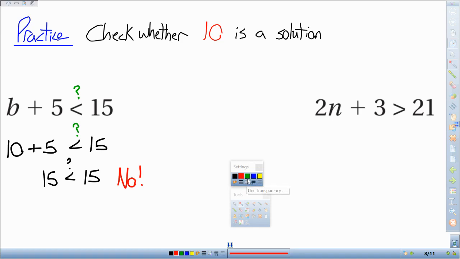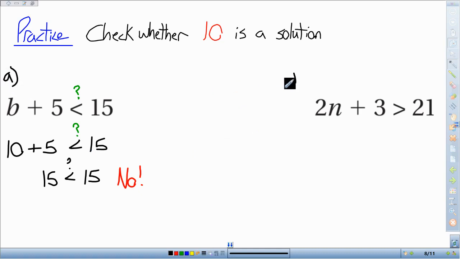Okay, here's a fun little bonus question. What if, instead of just a less than sign, what if this was a less than or equal to sign? Would our answer still be no? It would be yes, okay, because 15 is less than or equal to 15. All right, so be careful. Those symbols, they matter.